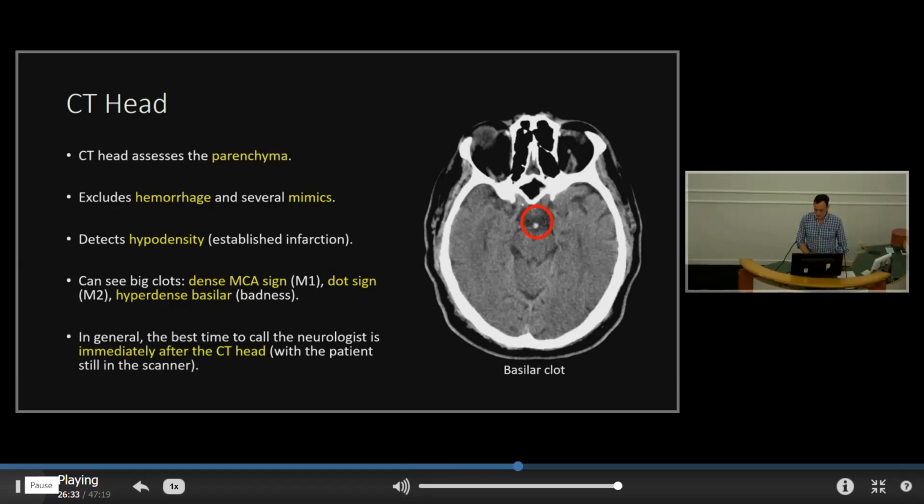The best time to call the neurologist or the stroke physician, whoever it is you're talking to, is immediately after the CT head. People will vary, but in general, that's the best time. You get the CT head, you call the person up and say, okay, what do you want to do? Do you want to do the more advanced imaging, or do we stop it here? Because by that time, you have enough information to decide whether you're probably going to do something about this patient or not. And you do that with the patient on the table on the scanner.